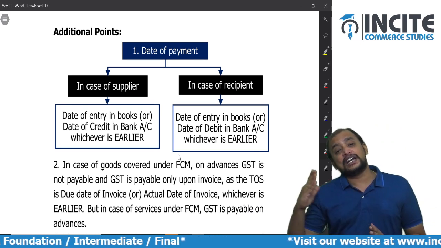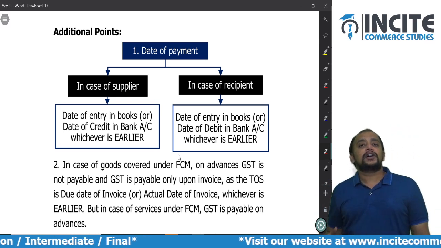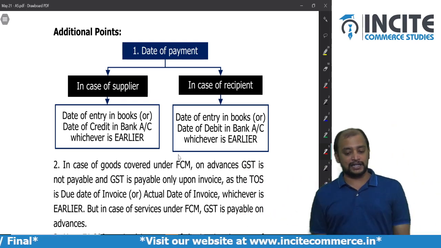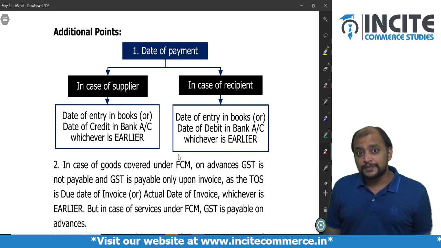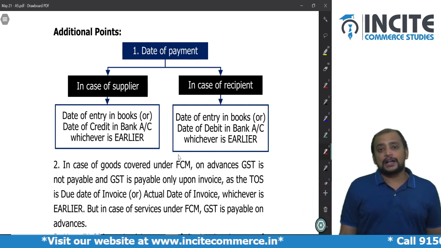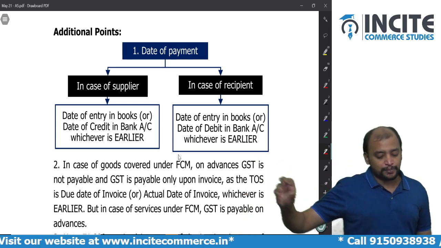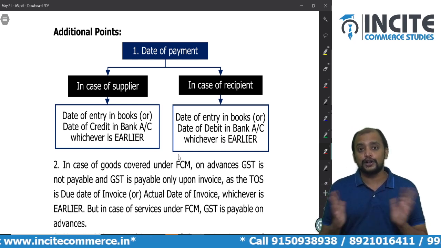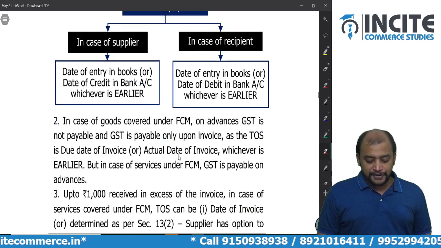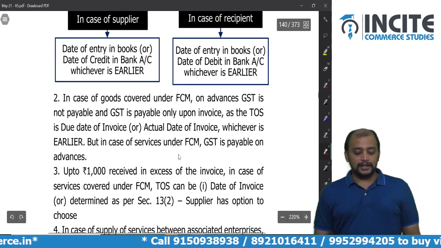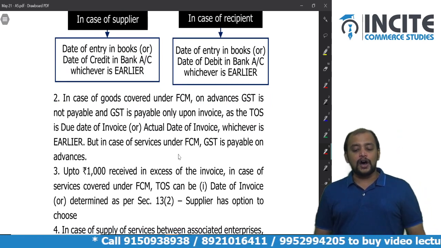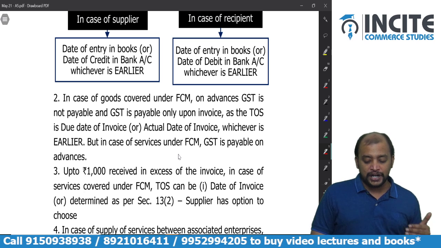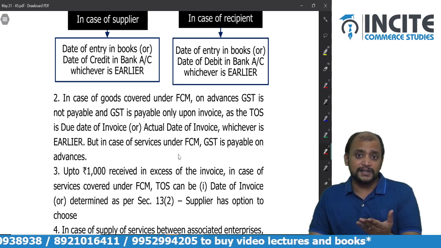What will be taken as the date of payment by the recipient? The date of entry in the books of the recipient, or the date of debit in the bank account of the recipient, whichever is earlier, will be taken. So if it is the supplier's point of view, it is date of entry in the books or date of credit in the bank account; if it is the recipient's point of view, it is date of entry in the books or date of debit in the bank account, whichever is earlier. You understood? Then, in case of goods covered under FCM, on advances GST is not payable, and GST is payable only upon invoice. Why? That's what we have seen: date of payment is omitted.